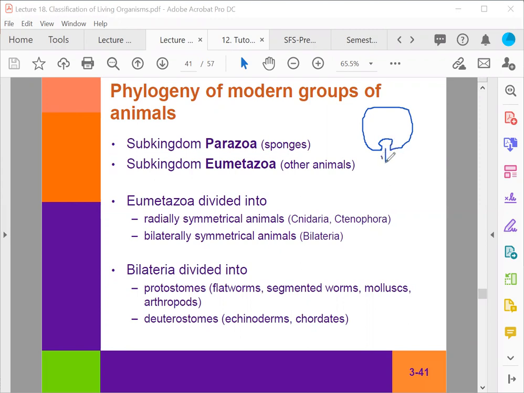And if that little opening eventually develops into the mouth of the animal, then it is classified as a protostome. If it develops eventually into the anus of the animal, then those animals are classified as deuterostomes. So it's as simple as that, but that is used for classification purposes.